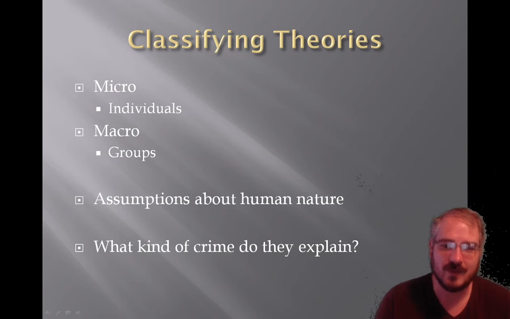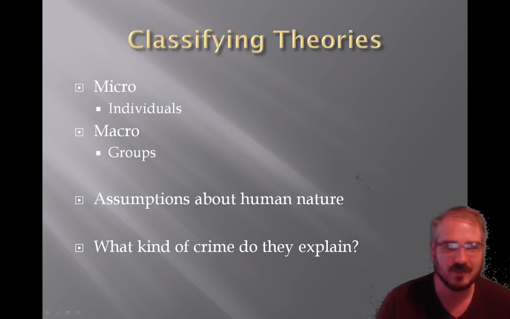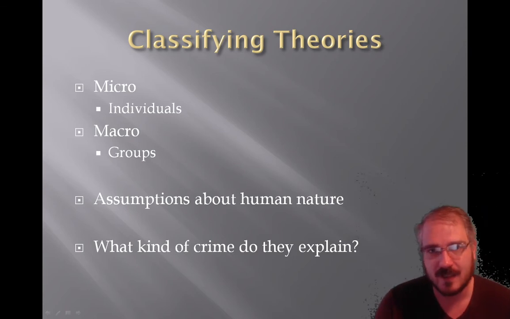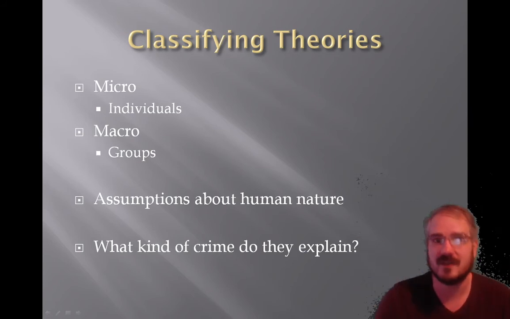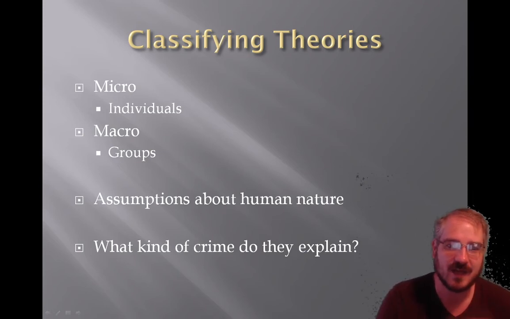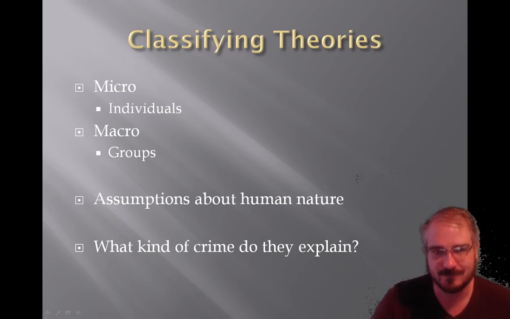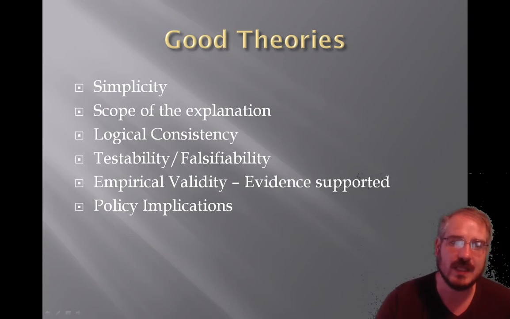And then the third thing we need to talk about is what kind of crime they explain, right? There are some theories that would only really explain, say, economic crime, like theft and embezzlement and fraud. Other theories might only explain violent crime. Some theories would explain all different types of crime, from speeding to murder to treason. But we have to gauge each theory based on what kind of crime it really explains. So, what makes a good theory?